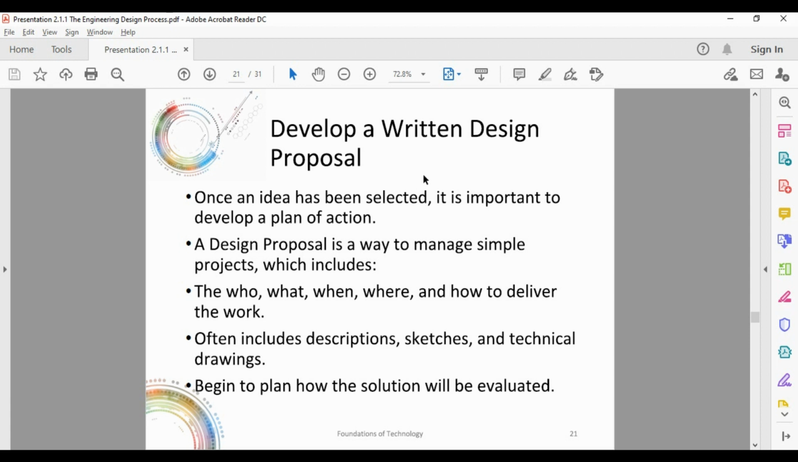Could you follow their instructions? Could you follow their design proposal? And if they say yes, it's good. If they say, I don't know what they're talking about, then that's very bad.